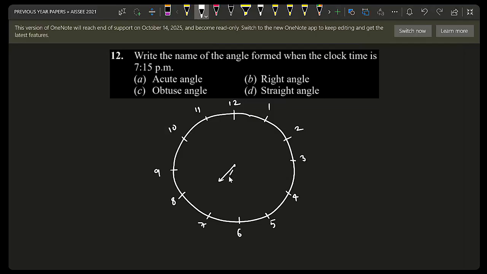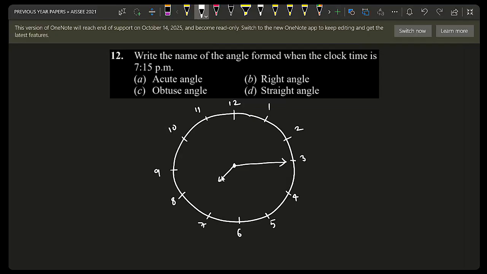Suppose if it is like this, exactly 7 it will show. But in 15 minutes, it will move 1/4 of the part between the hours. So it will show between 7 and 8. And for 15 minutes, the minute hand will be pointing exactly towards 3. So the hour hand is between 7 and 8, and the minute hand is showing exactly 3.